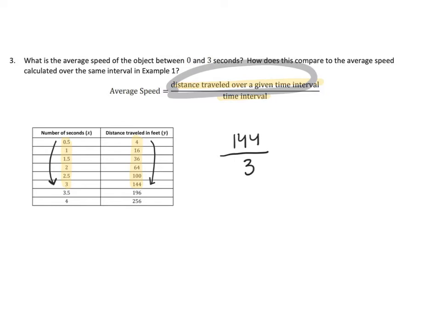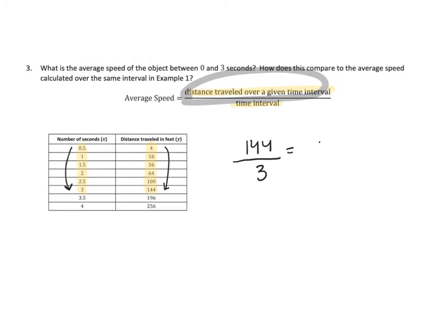So we just do our division, 144 divided by 3, and that is going to give us our average. I'll put that into my calculator right now, 144 divided by 3, and this comes out to an average of 48 feet per second.